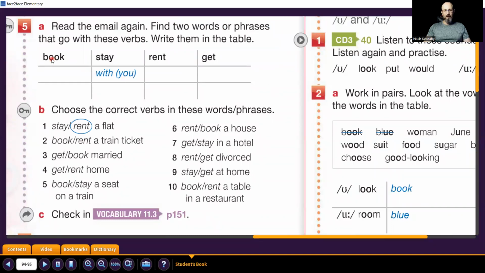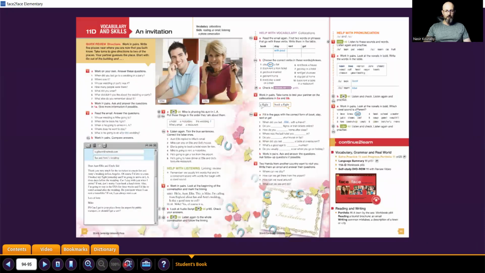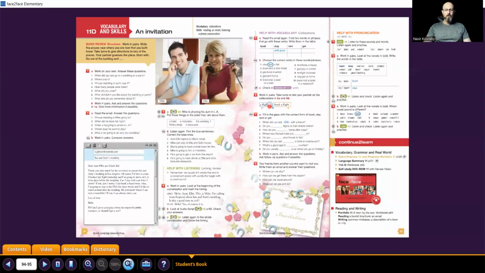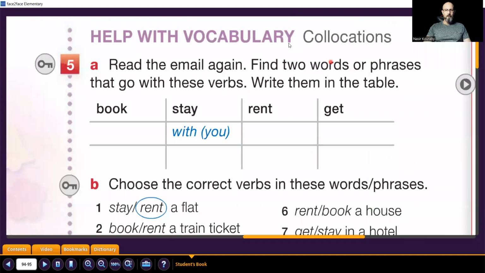Okay, we'll do book together. Where is the word book? Okay, so this is book, but in the past. Booked my flight. So after it we have flight, book flight. So we come here, and we write the word flight.